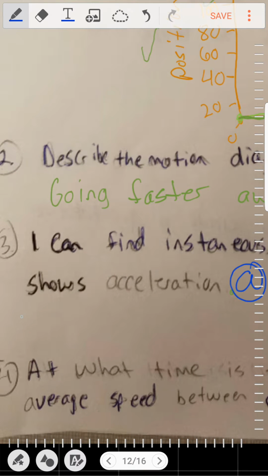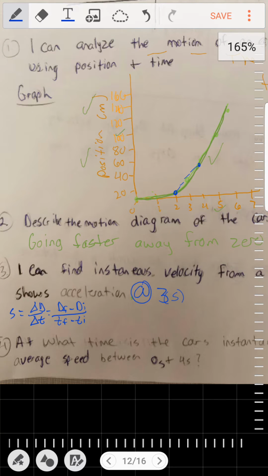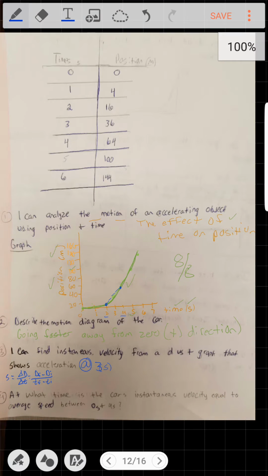Average speed is going to be my delta distance over my delta time, which means I'm going to have d sub f, or x, is position, minus d sub i, over t sub f minus t sub i. Now I'm trying to find it at 3 seconds, so what 2 data points do I use? I use my 2 second data point, and I use my 4 second data point. And I just go up to the table and I find those out. So here's my 2 second data point, and here's my 4 second data point.